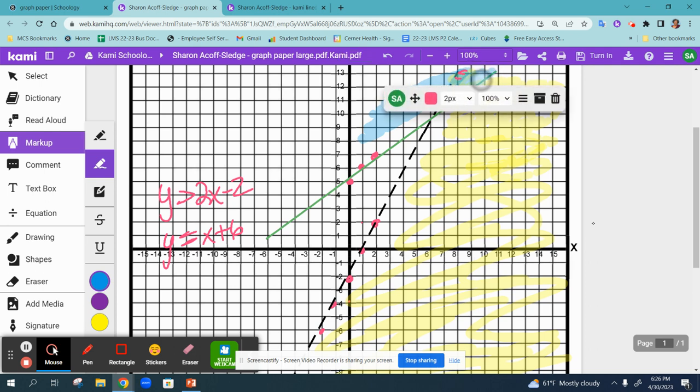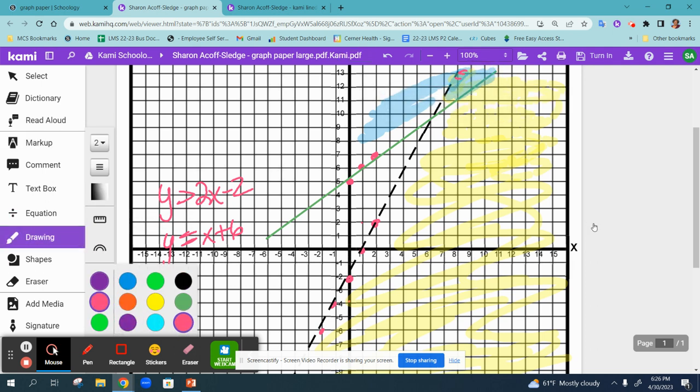So right in here where it overlaps, that's going to be our solution right here where they overlap. So we'll put a big S right there. Okay? So that's our solution.